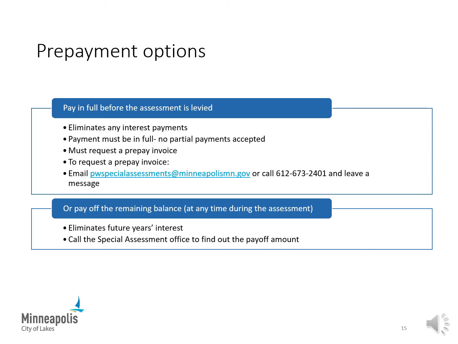If you wish to prepay the assessment to avoid paying interest, please request a prepay invoice by contacting the Special Assessment Office at the email address listed on this slide and in your public hearing notice. Payment must be in full. Partial payments are not accepted.